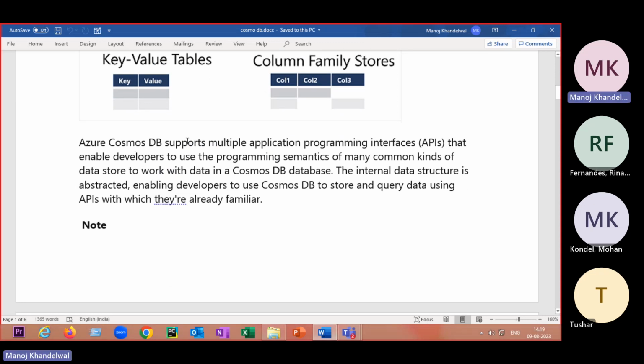Now Azure Cosmos DB supports multiple application programming interfaces that enable developers to use the programming semantics of many common kinds of data stores to work with data in Cosmos DB. So you have to understand what an application programming interface is. What is an API? Do you have any idea what an API is?